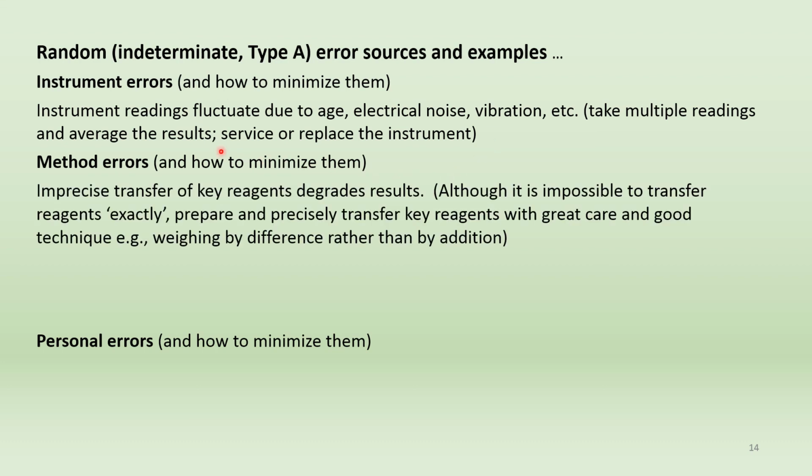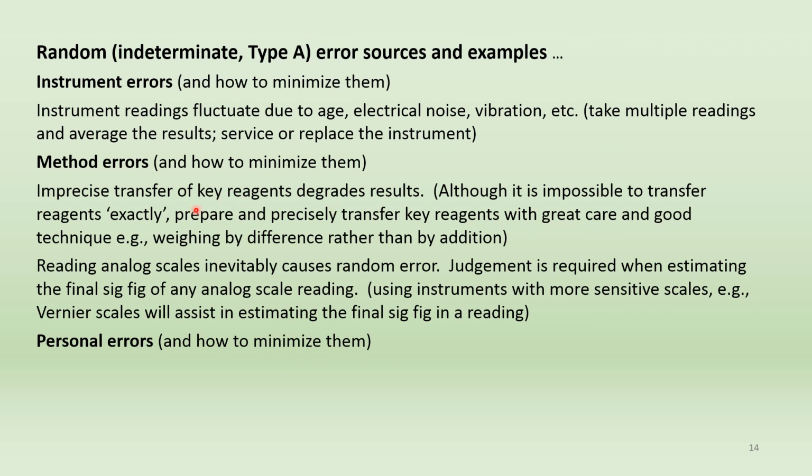Method errors. Now, imprecise transfer of key reagents degrades results. And although it's impossible to transfer reagents exactly, prepare and precisely transfer key reagents with great care and good technique. For example, weigh by difference rather than by addition. Reading analog scales inevitably causes random error, so judgment is required when estimating the final sig fig of any analog scale reading. Now, using instruments with more sensitive scales, such as verniers, will assist in estimating the final sig fig in a reading.